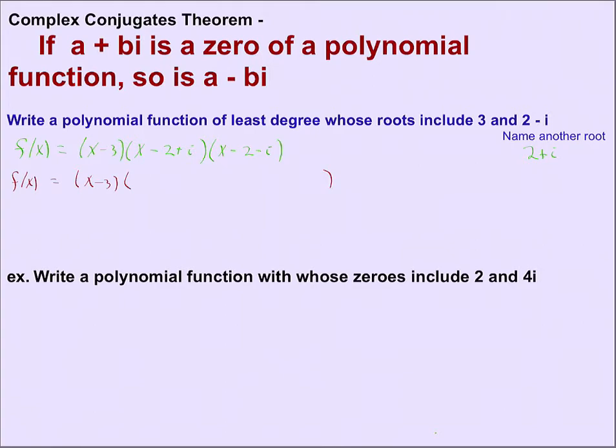There's going to be 9 products here. It's going to look a little bit annoying. You can use the column trick I showed you last class to keep it organized. x times x, x times negative 2, x times negative i. Negative 2 times x, negative 2 times negative 2, negative 2 times negative i. And the last 3 are i times x, i times negative 2, and i times negative i.